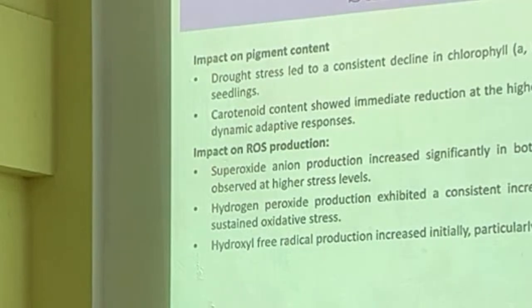Talking about ROS production, superoxide anion increased significantly in both shoots and roots under stress, with higher levels observed at higher stress levels. The hydrogen peroxide also follows the same pattern with a consistent increase over time. Hydroxyl radical production also increased initially, particularly in shoots compared to roots.